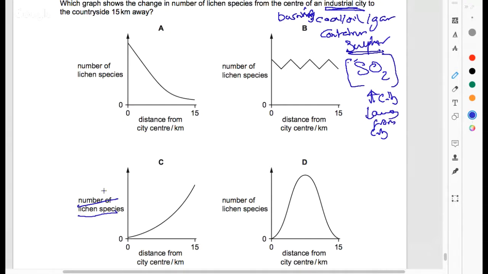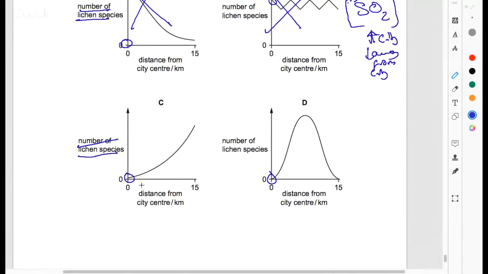So look at the labels for the axes, number of lichen species. Lots of sulfur dioxide in the middle of the city means a low number of lichen species. It's going to be down here. So it could be this one, can't be this one, and can't be this one. So we can rule out A and B immediately. That leaves C and D, and distance from the center of the city.